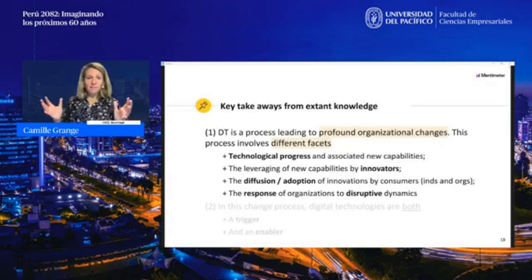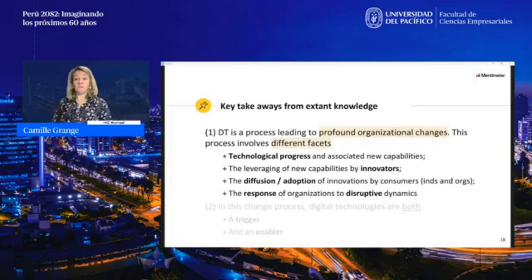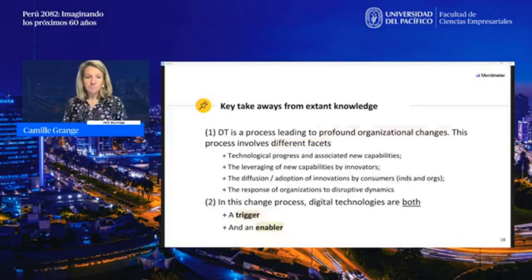So all in all, the existing knowledge tells us that there are some key ingredients to digital transformation. First, technological progress and the emergence of new capabilities. Second, the leveraging of these capabilities by innovators. Third, the adoption and diffusion of digital innovations by consumers and organizations as well. And of course, the organizational transformations that are put in place to cope with the potentially destructive dynamics in competitive environments. So that's the first thing.